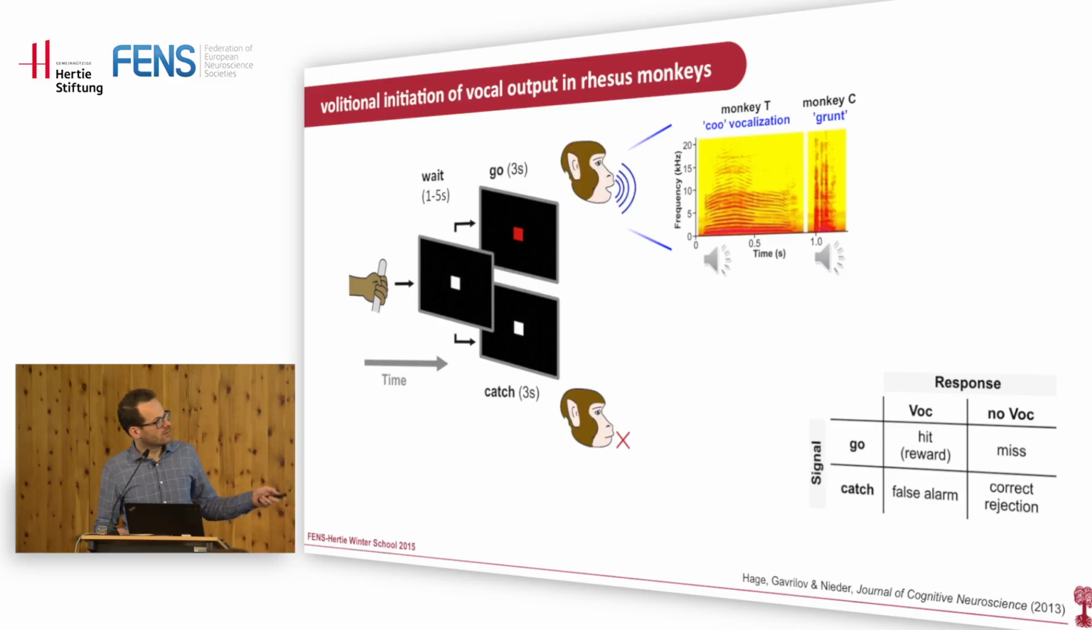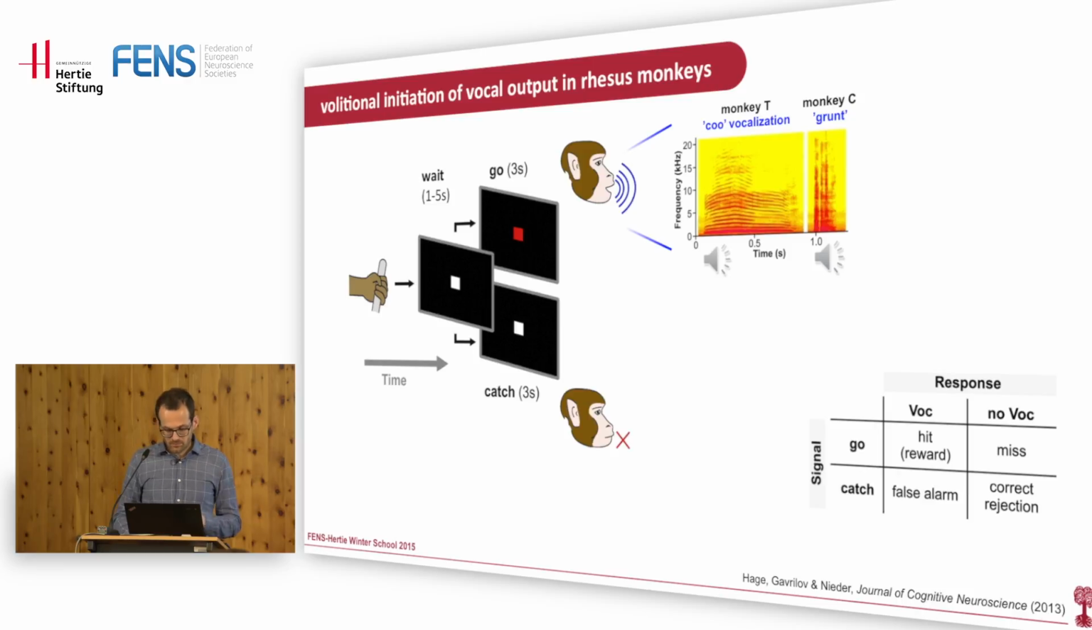Okay, then due to the go-no-go paradigm we defined the outcomes. When they were vocalizing during the go trial, it was a hit. They got a reward. Correct rejection was when they didn't vocalize in the catch trial, and the miss was when they did not produce a vocalization in the go trial, and the false alarm was a vocalization in the catch trial.